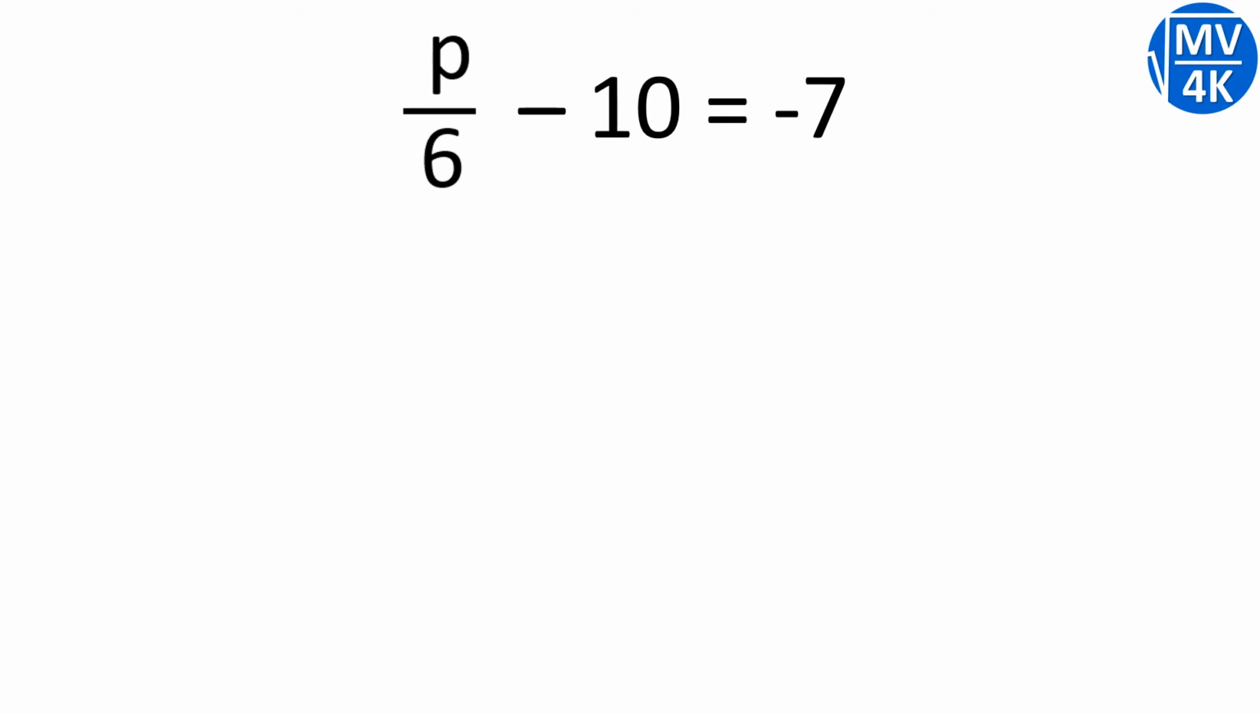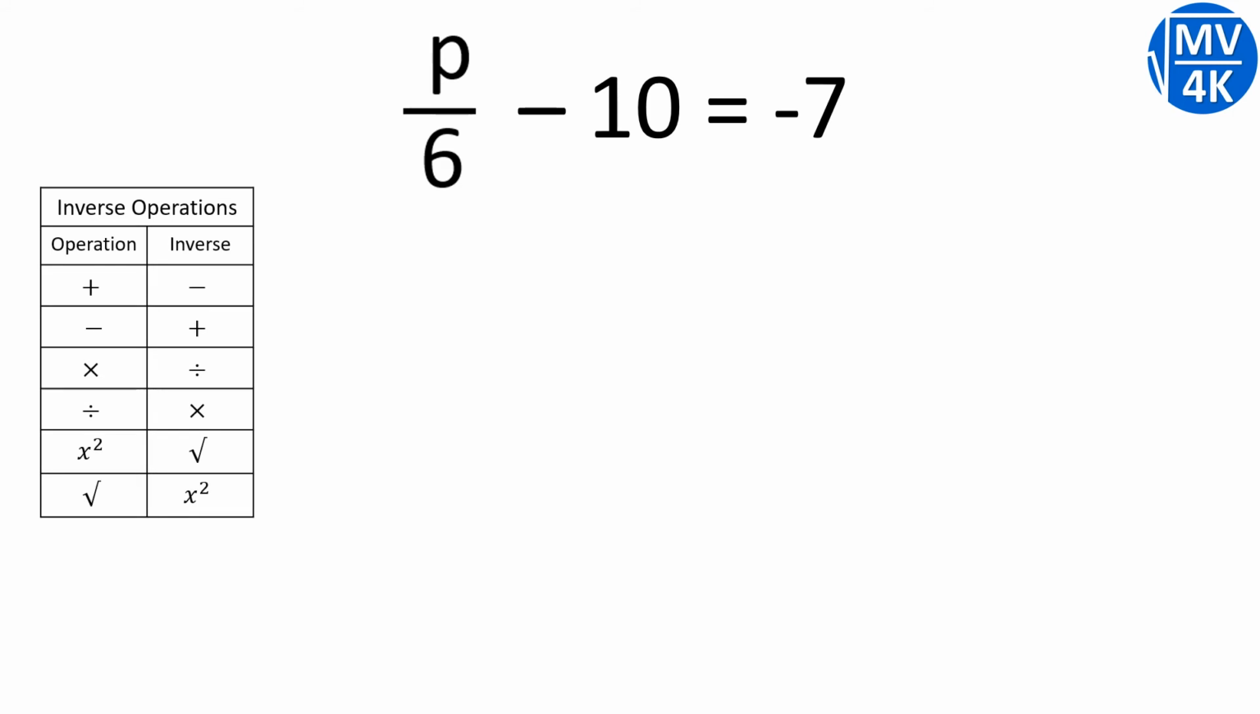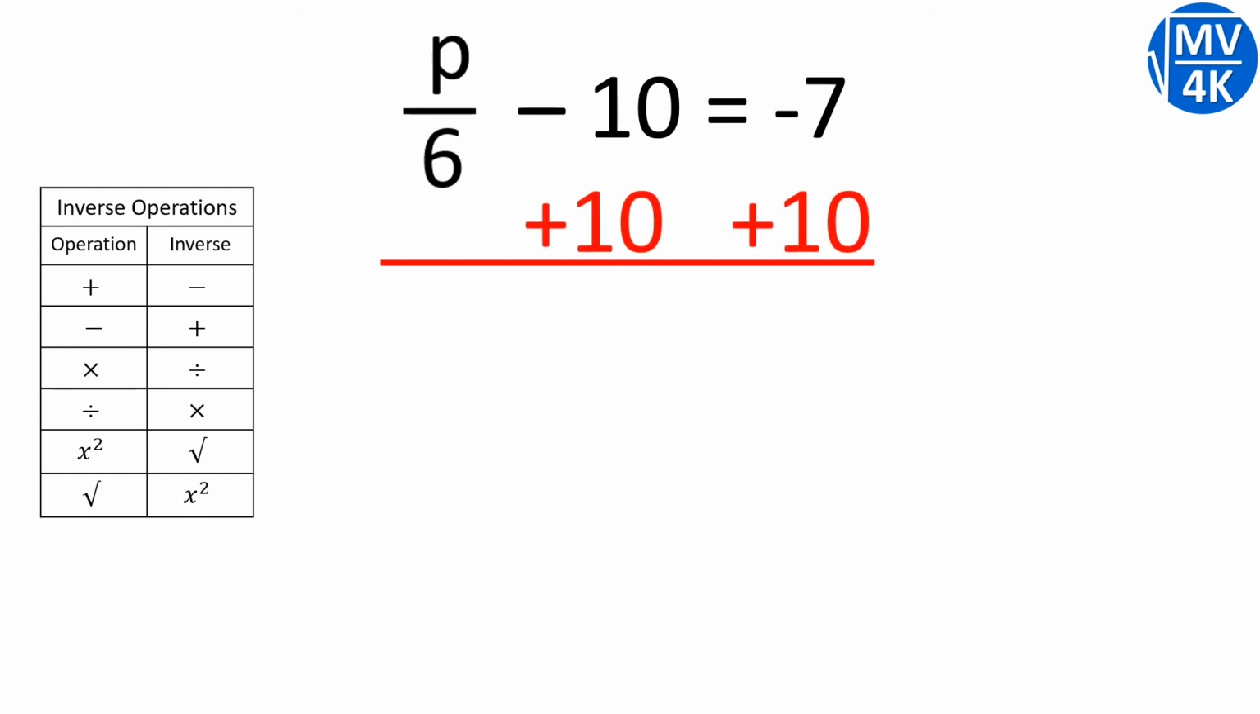Now, sometimes we'll have equations where there is division instead of multiplication. Like here, this equation is p divided by 6 minus 10 equals negative 7. So again, we need to remember our inverse operations. Here, we need to begin with minus 10. So the opposite or the inverse of minus 10 is plus 10. So we add 10 to both sides of the equation.